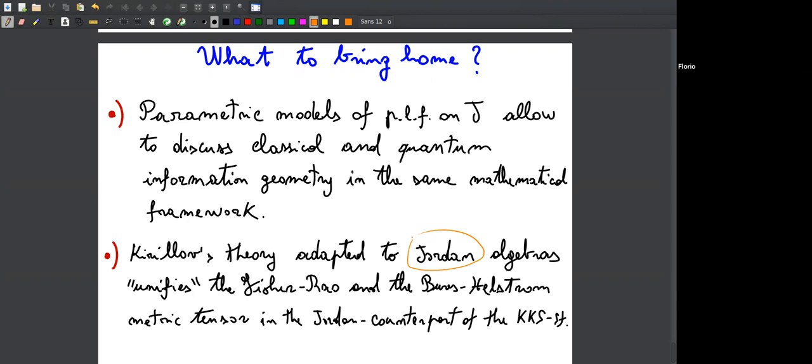What I would like to stress is that the Bures-Helstrom metric tensor really has a counterpart. It really should be thought of as the counterpart of the constant Kirillov symplectic form. So I'm not claiming that this makes it more important than the other. I'm just saying that from the geometrical point of view, this is an equivalent way to discuss it. And if you do it like this, then the Bures-Helstrom and the Fisher-Rao metric tensors really are basically two faces of the same coin.